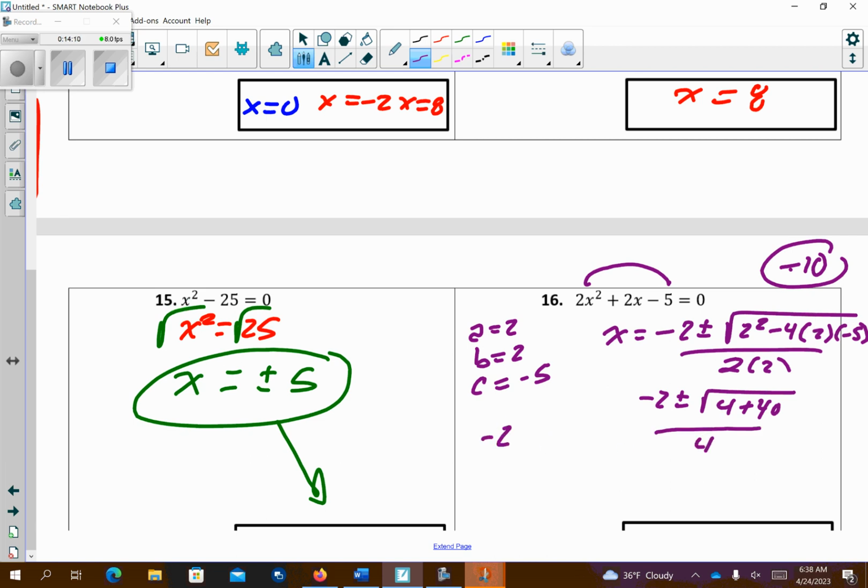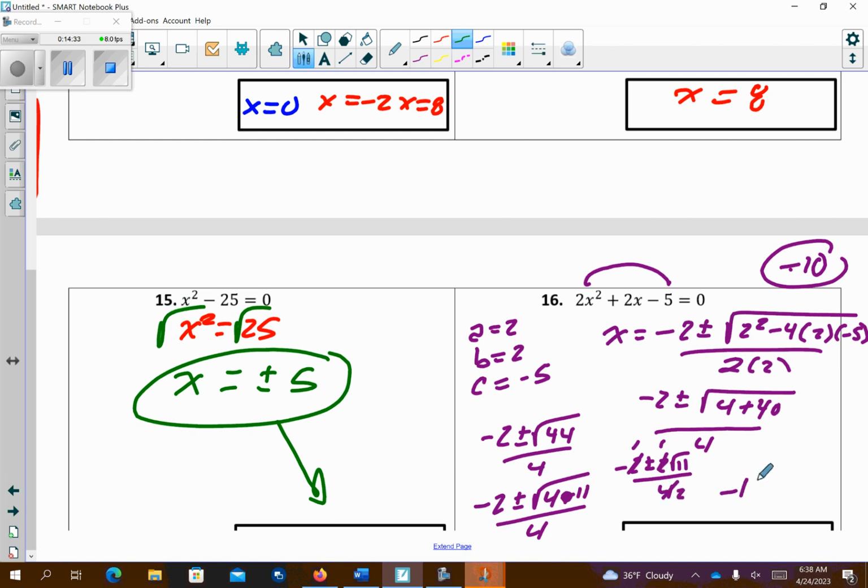So I'm going to get negative 2 plus or minus root 44 over 4. 44 is going to break down to 4 and 11. 4 times 11, excuse me. Square root of 4 is 2, so I'm going to get negative 2 plus or minus 2 root 11 over 4. And then what we want to do is go ahead and reduce it. There's a 1, there's a 1, there's a 2. So I get negative 1 plus or minus root 11, over 2. There we go.